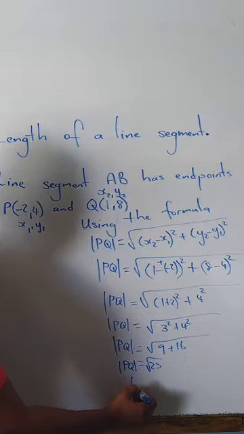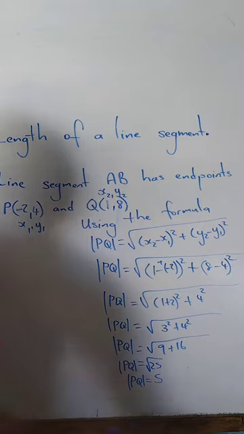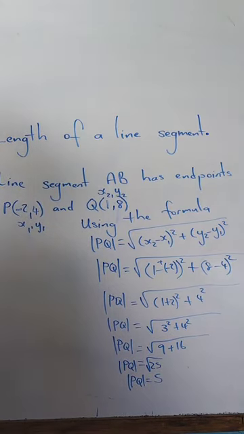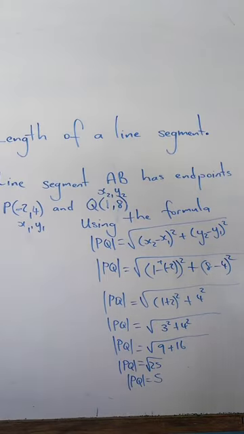So it means, therefore, that the magnitude of PQ, which is the length of PQ, is 5 units. And this is how we use the formula to find the length of a line. Remember to label your endpoints, your x and y coordinates: starting point x1, y1, ending point x2, y2, and then go ahead and substitute.